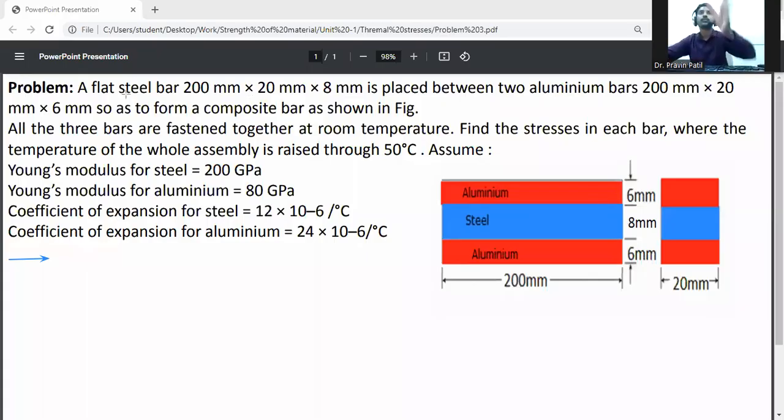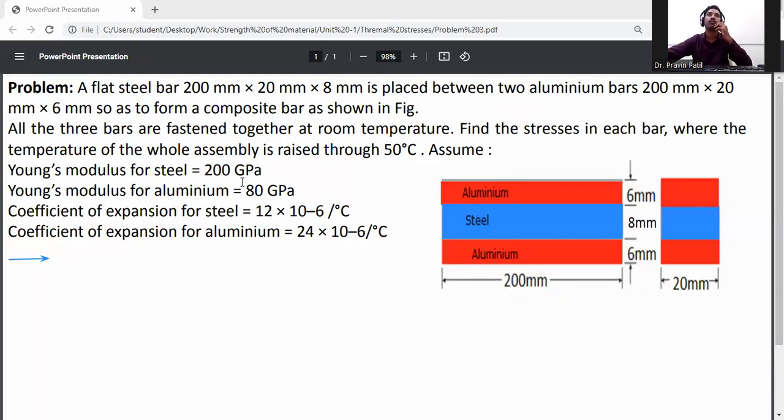A flat steel bar, 100 mm by 20 mm by 8 mm, is placed between two aluminum bars, 200 mm by 20 mm by 6 mm, so as to form a composite bar as shown in the figure. All three bars are fastened together at room temperature. Find the stresses in each bar when the temperature of the whole assembly rises to 50 degrees Celsius.